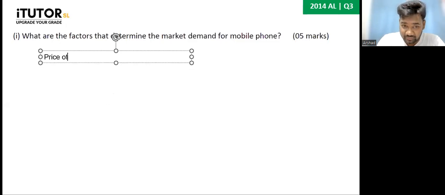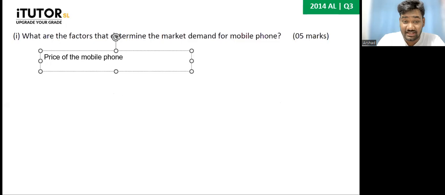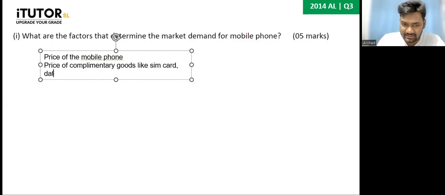So you can say, okay, price of the mobile phone. What else? What else determines the demand for mobile phones? Price of complementary goods, right? You can say price of complementary goods like what? Like the SIM card, right? Maybe data packages, okay? The back cover, yeah, you can give those. What else?